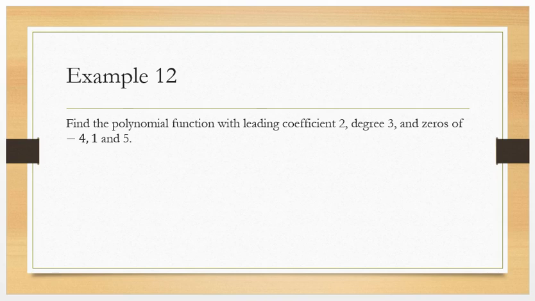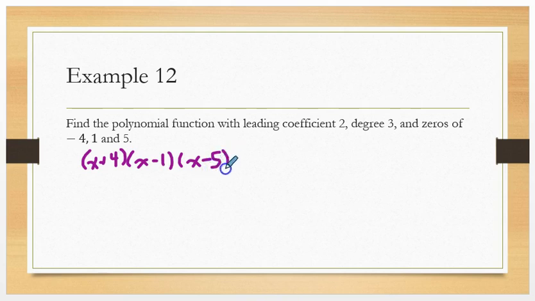So here's a quick example to describe working backwards. The first piece of information I'm going to use is actually the zeros here. So if negative 4 is a solution, then that means I have x plus 4 as a factor. For 1 as a solution, I have x minus 1 as a factor. And for 5 as a solution, that means I have x minus 5 as a factor.